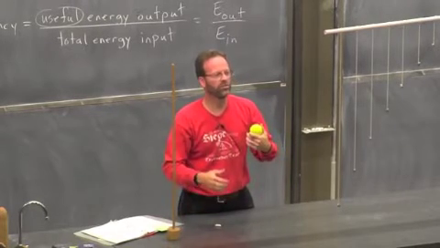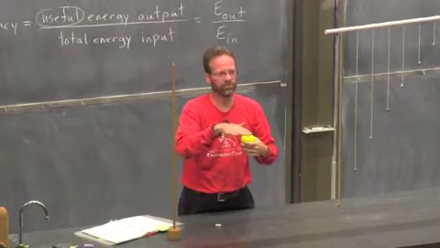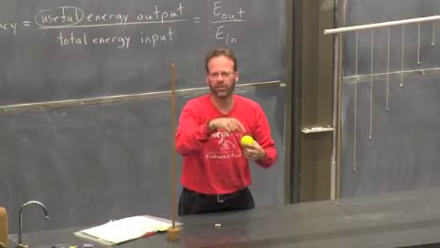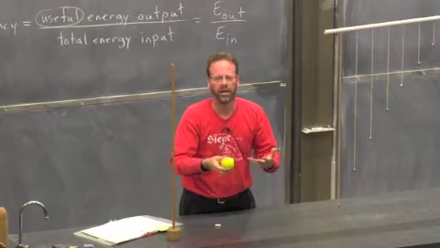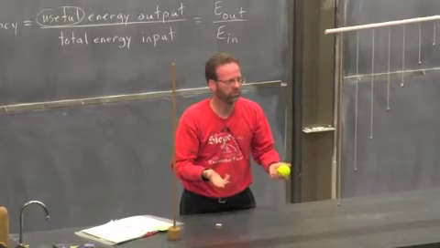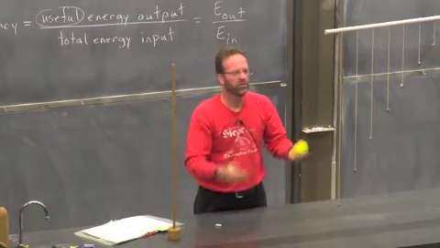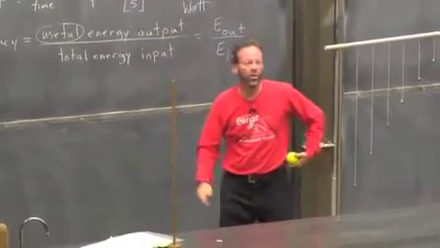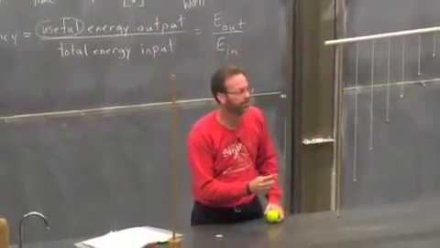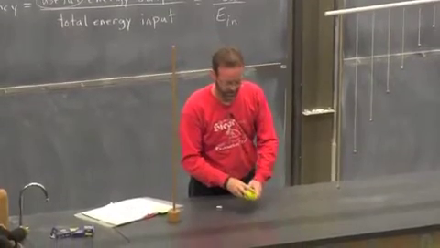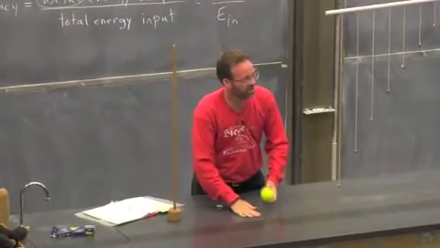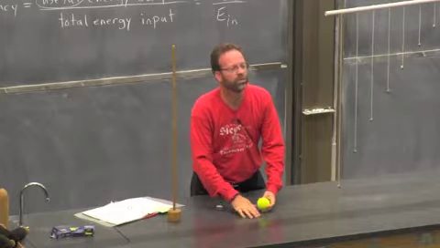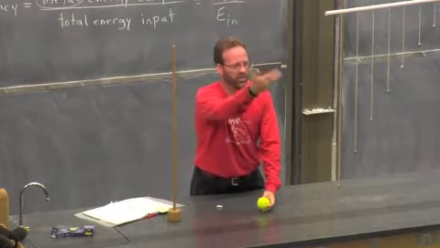Because you only got 60% of it back. How much did you lose? 40%. That did not return as useful output. Where did it go? There was friction between here, which heated this up and this. There's air resistance, which also turned into heat.